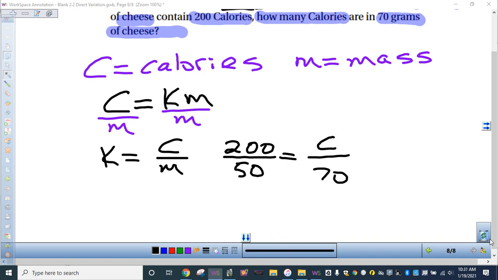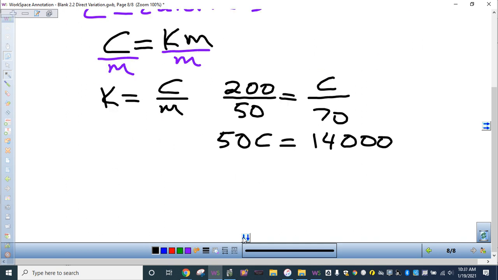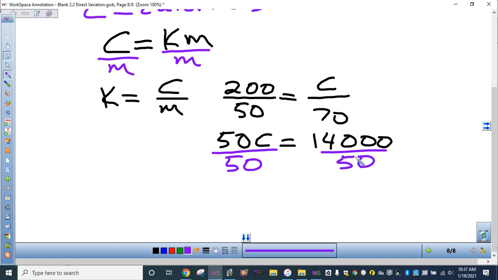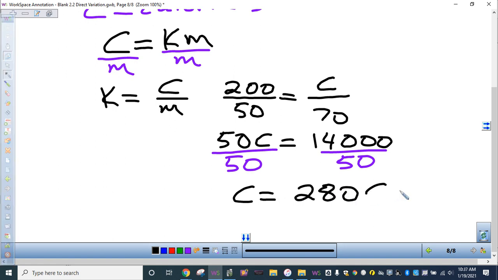Okay, so 50C equals 14 with three zeros. 2 times 7 is 14, and I know there are three zeros because there's three zeros left. Then if we divide by 50 on both sides, 14,000 divided by 50 is 280 calories.